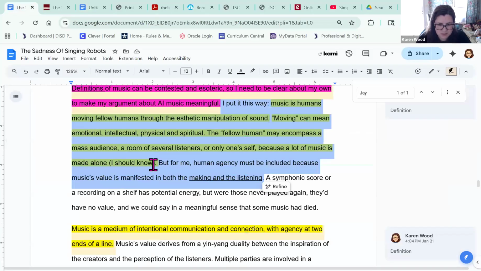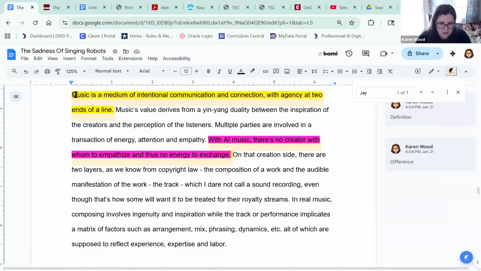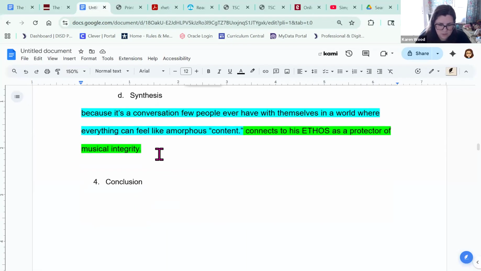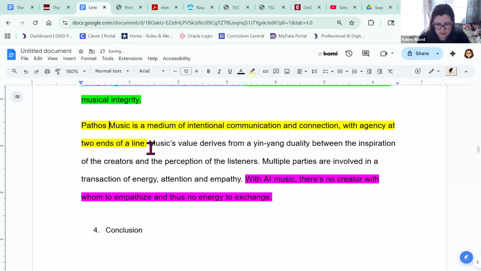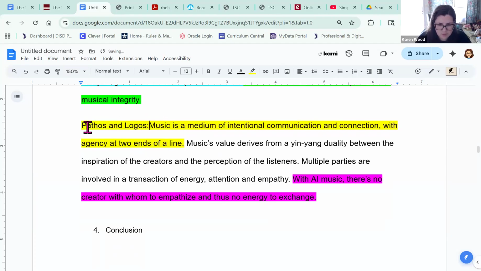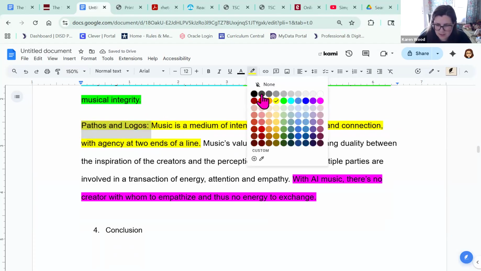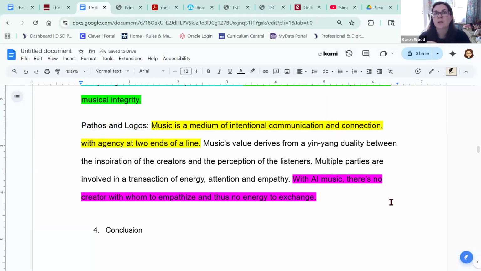Okay, we have a little bit of synthesis. Okay, so this one is pathos and logos because he's talking about the emotional connection of music. And logically, if you don't have someone on both ends who can emotionally engage with it, then that's not music. It'd be like emotionally engaging with a rock, you know? So this is one of his arguments.